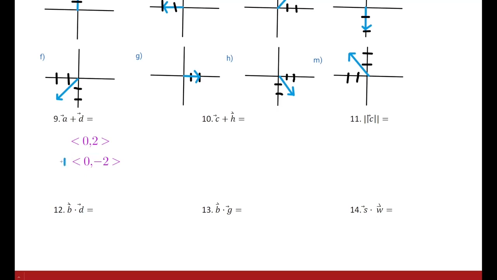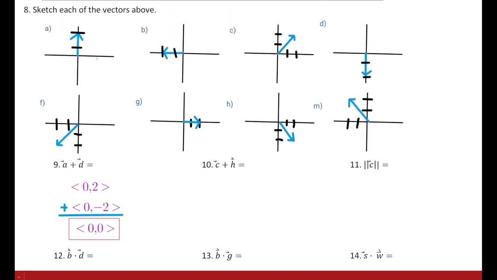When I add these, what I'm really doing is just combining the corresponding components. So I just add, like in columns here, 0 plus 0, which is obviously 0, and then 2 plus -2 is also 0. So kind of interesting here, we end up with the 0 vector when we combine those two vectors using addition. Let me go ahead and box that.